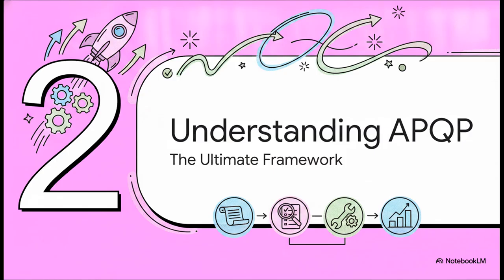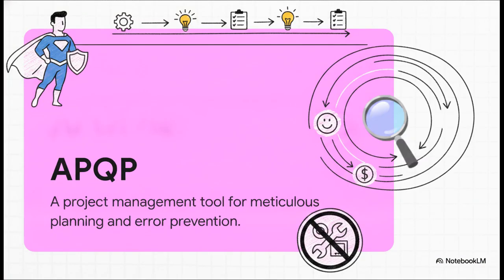Section 2. Understanding APQP. Okay, so what exactly is the solution here? It's APQP, which stands for Advanced Product Quality Planning. You can think of APQP as the ultimate project management superhero. It's a highly structured approach to product development that's designed specifically to focus on customer satisfaction, reducing costs, and above all, proactive quality improvement. You see, instead of just finding errors at the very end of the line when it's way too late, APQP is engineered for meticulous planning and error prevention from the very first step.